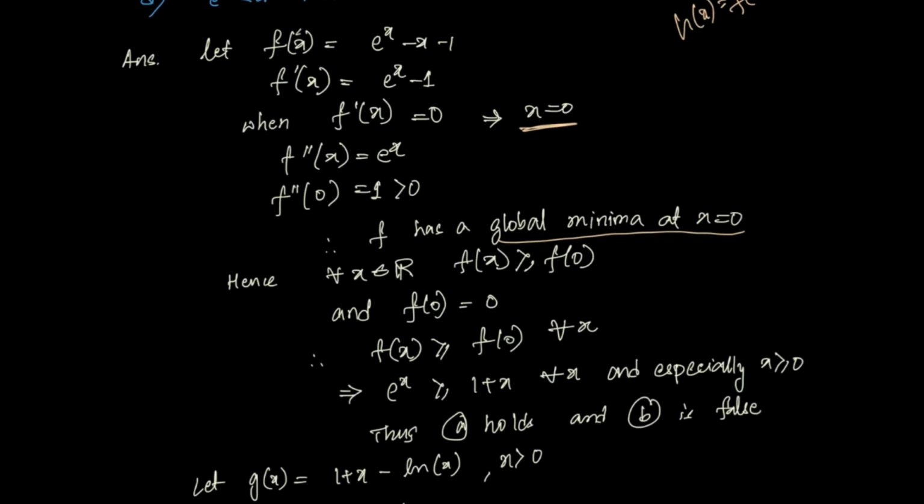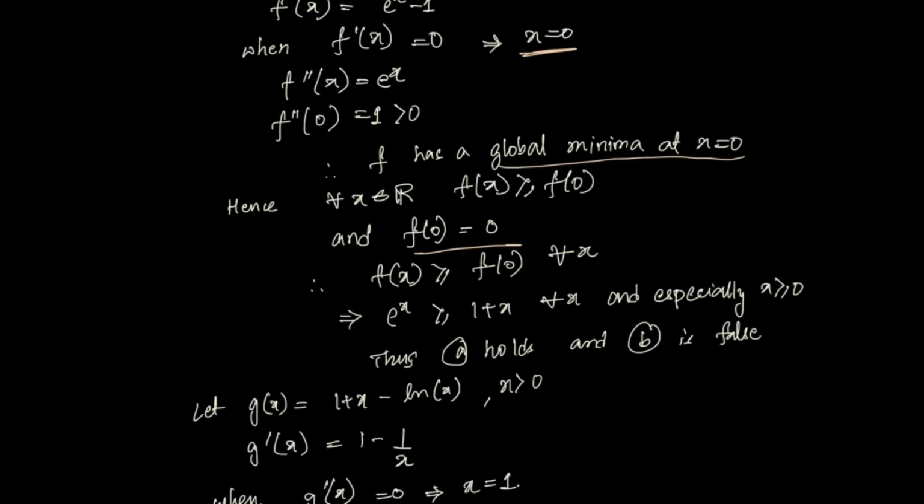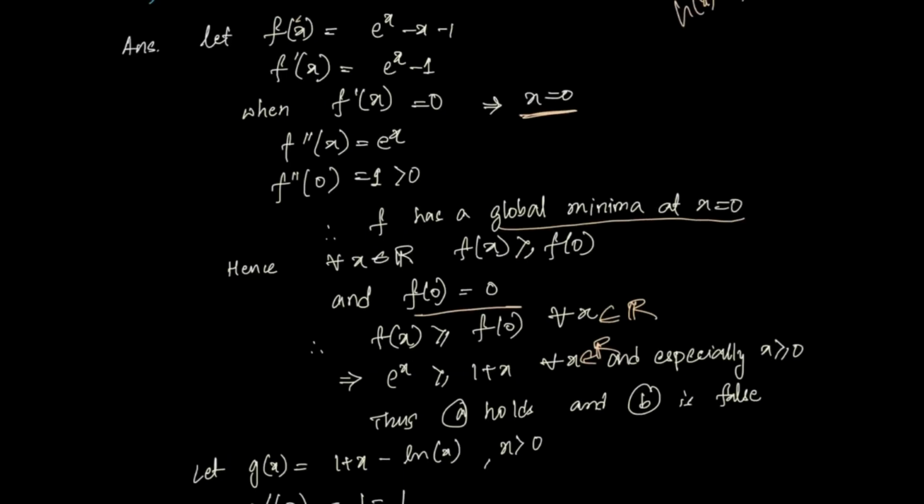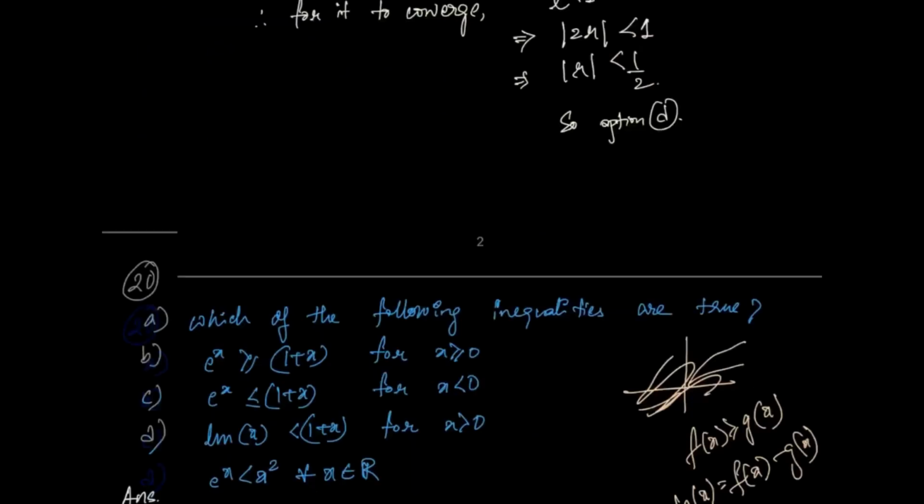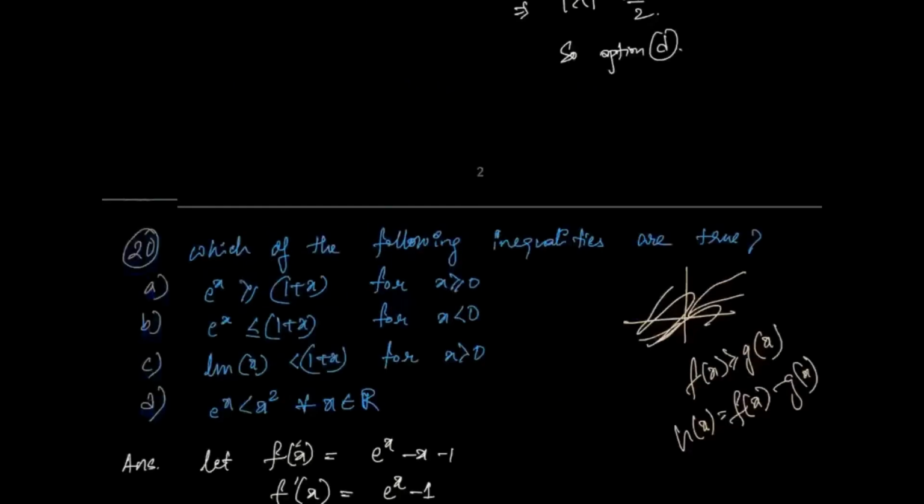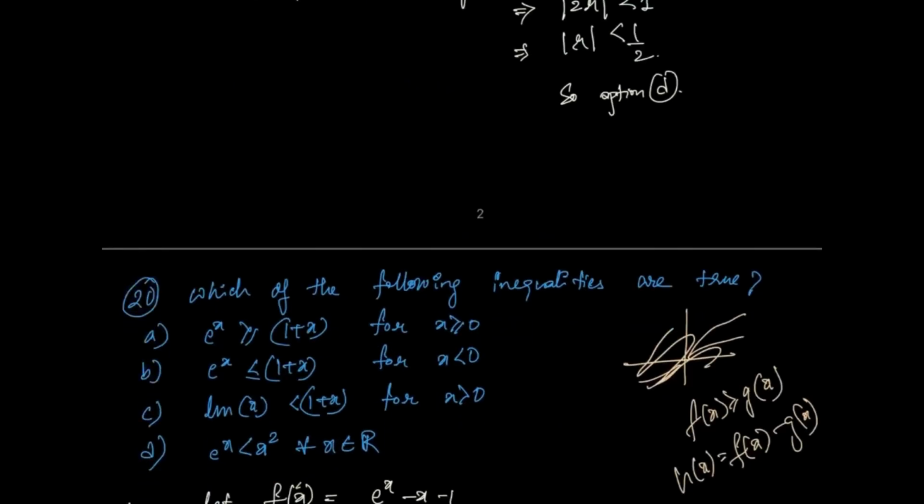So 1 minus 1 is 0. So f(0) turns out to be 0. So f(x) is greater than or equal to f(0) for all x in the reals. So e to the power x is greater than or equal to 1 plus x for all x in the reals, and especially for non-negative x. So this inequality always holds. You can see directly from here that this inequality will hold and this inequality won't.